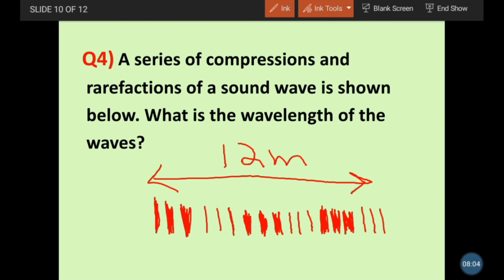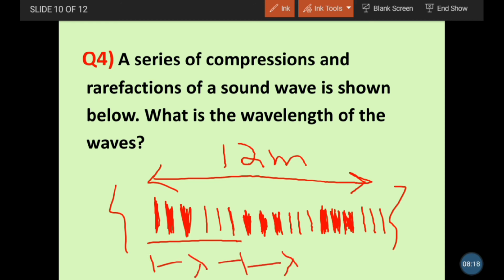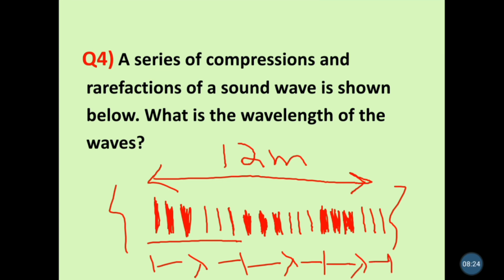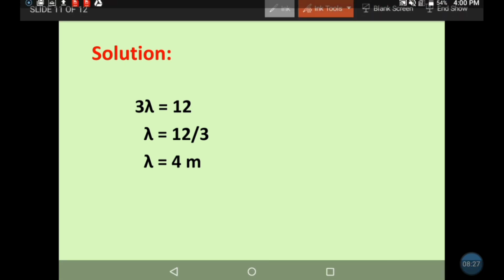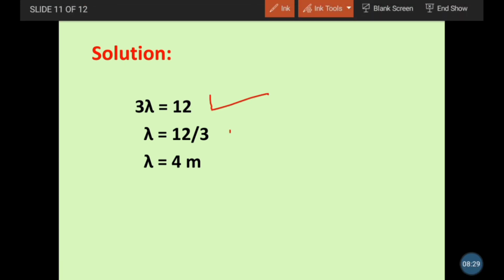Now in question number 4, we have a diagram of longitudinal waves. We know that one complete compression and one complete rarefaction is equal to one wavelength. Here we have 3 wavelengths, and the distance of 3 wavelengths is equal to 12 meters. So 3 lambda = 12 meters, lambda = 12 upon 3, which is 4 meters. Okay, thank you very much.